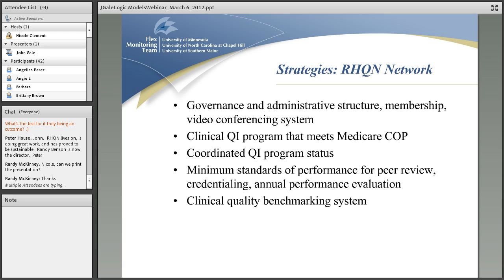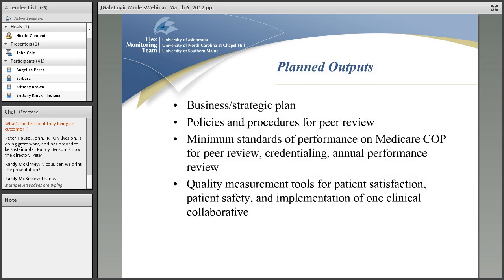And I won't go through too many of these because it really talks about some of the things that are in the tool and the template that I provided. But really looking at governance structure, membership, and very, very practical things around establishing the network. There was a question that came up, can you print the presentation? I think Nicole attached it to the reminder that she sent out today, so you should be able to do that. You'll have it in PowerPoint form.